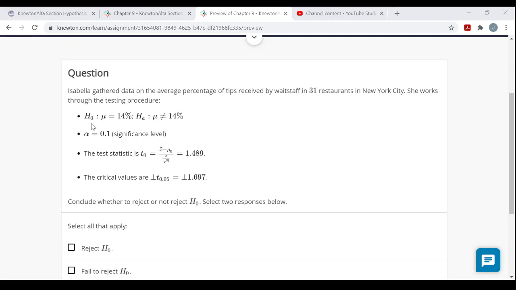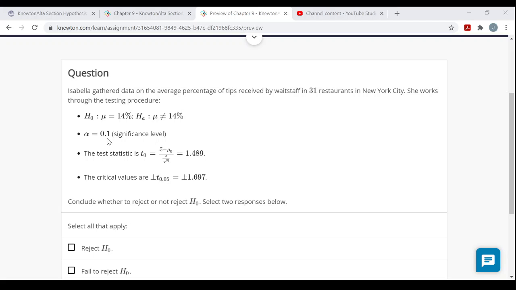Now, the null hypothesis, remember, is what's being assumed. So Isabella here is assuming that the average percentage of tips received by waitstaff in all restaurants in New York is 14%. And her alternate hypothesis, what she's testing, is that the average percentage of tips received by waitstaff in all restaurants in New York City is not 14%. Two-tailed test.